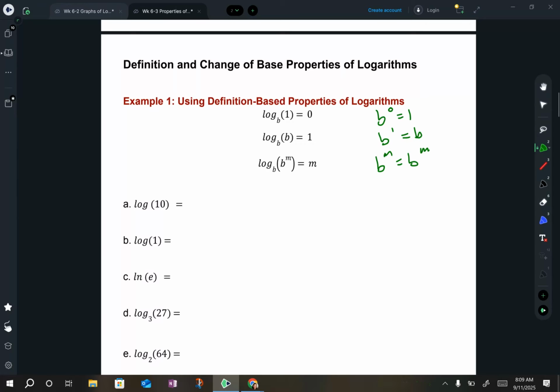So the first one says log 10, no base written, so that means base 10. Log base 10 of 10, that's going to be this property right here, and that's going to be 1 because 10 to the 1 equals 10 to the 1. Log of 1, always 0, because 10 to the 0 is 1.